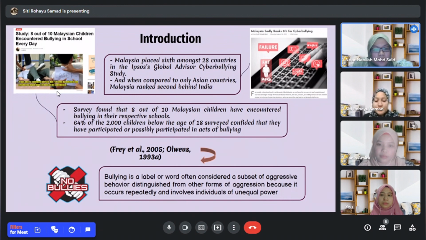And the second newspaper indicated a survey in 2018 that found 8 out of 10 Malaysian children have been involved in bullying directly or indirectly. And 64% of 2,000 children below the age of 18 surveyed confided that they have participated or possibly participated in acts of bullying. Next slide.